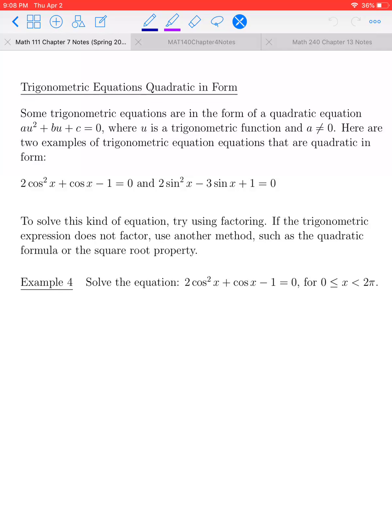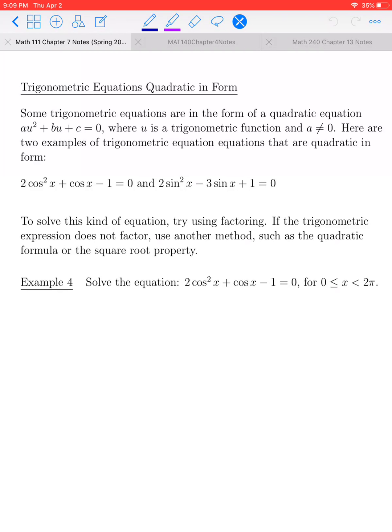The next section of trigonometric equations that we're going to look at are those that are quadratic in form. Some trigonometric equations are in the form of a quadratic equation, meaning they're of the form au squared plus bu plus c equals 0, where u is a trigonometric function and a is different from 0.